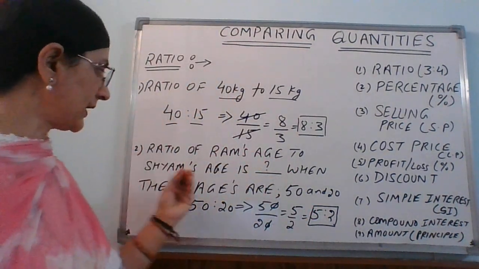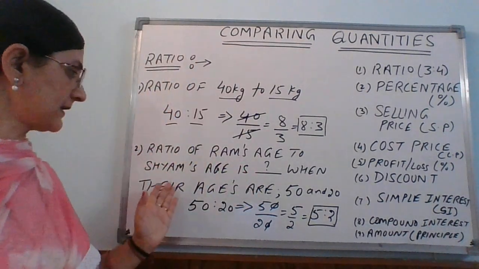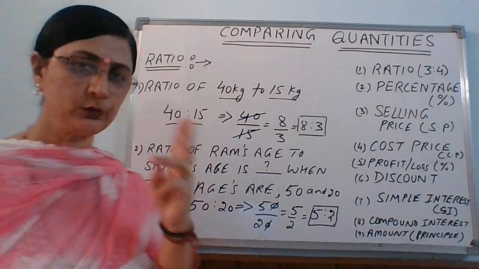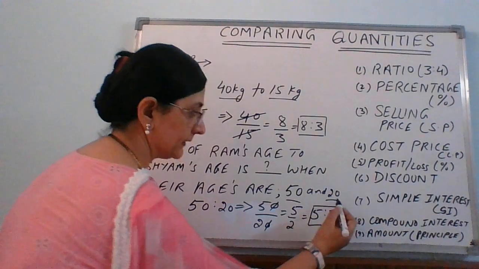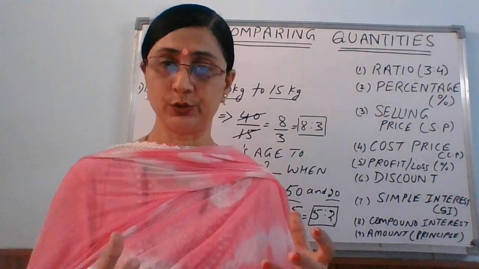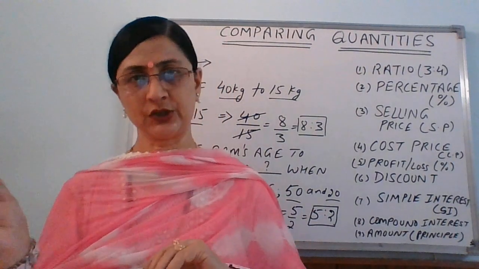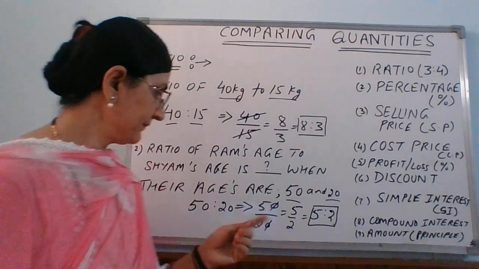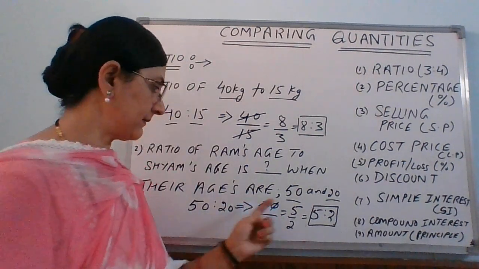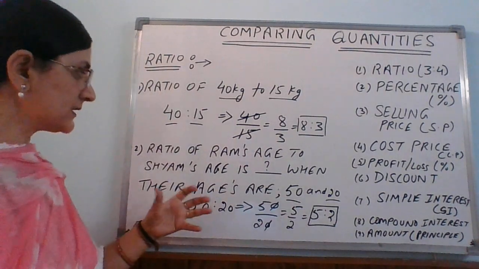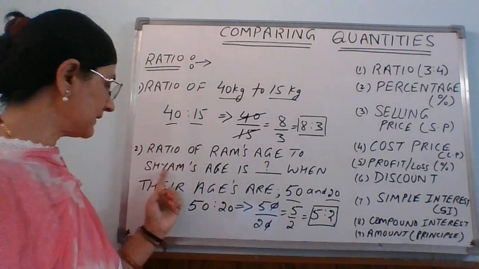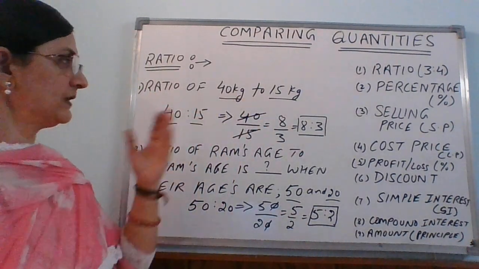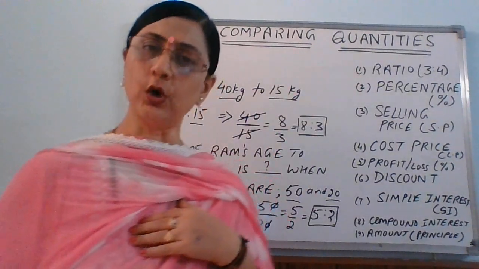Similarly, I've written one more question. Ratio of Ram's age to Shyam's age is dash, right? The age of Ram is 50 and the age of Shyam is 20. We have two ages, 50 and 20, and we need to find the ratio between the ages of Ram and Shyam. So what you need to do, you just have to divide them. You can cancel out zeros, or you can cancel by the table of 10, 10 5s are 50, 10 2s are 20. So 5 ratio 2. The ratio of the ages of Ram and Shyam is 5 ratio 2. And the ratio of 40 and 15 kg is 8 ratio 3. So this is all about the ratio.